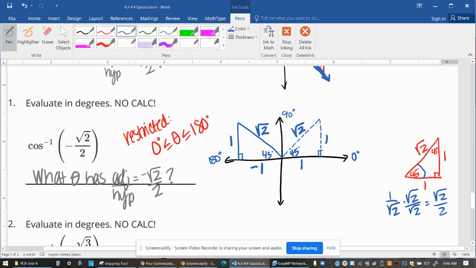Okay? Now the answer is not 45 because in order for it to be in quadrant 2, it's going to be an obtuse angle. So the initial side is here on the positive x-axis, and it lands 45 degrees away from 180, right? So that angle measure is 180 minus 45, which is 135. And that is your answer of 135 degrees. So your answer is 135.